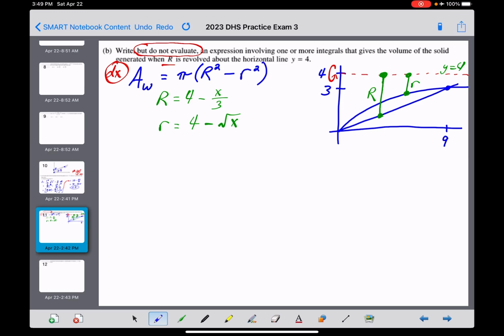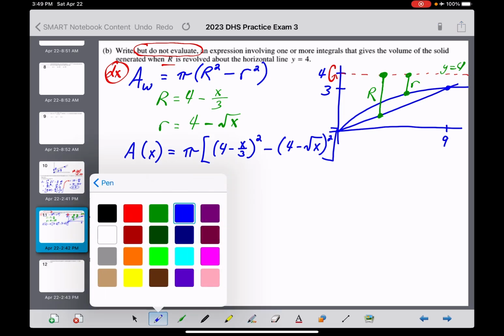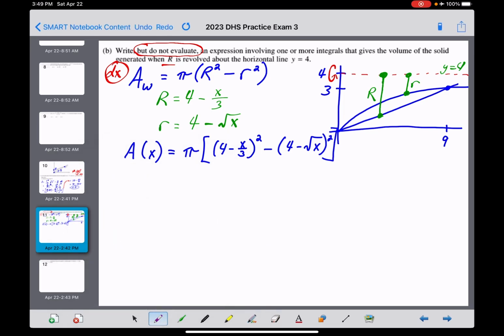So back to where I was in blue here, area written as a function of x is going to be pi times, and these ones aren't too terrible, so I'm going to go ahead and write them out. Capital R is 4 minus x over 3, and we're going to square that, minus lowercase r, which is 4 minus the square root of x, and we will square that. Okay, so that's your A of x function right there, and now they want us to set up, but not evaluate, an integral that's going to get us the volume of this region.